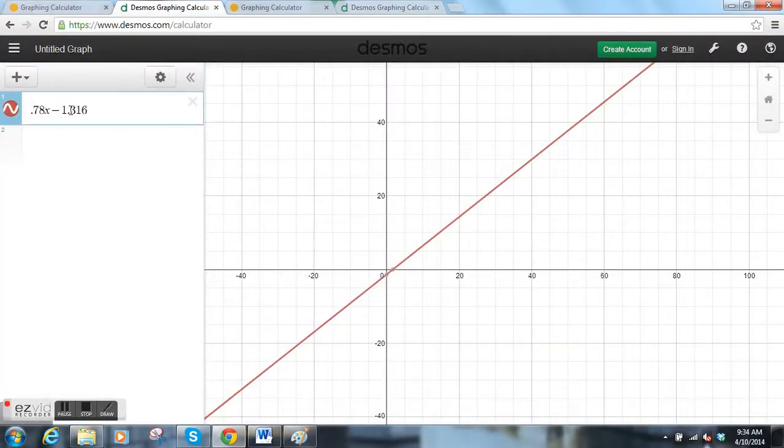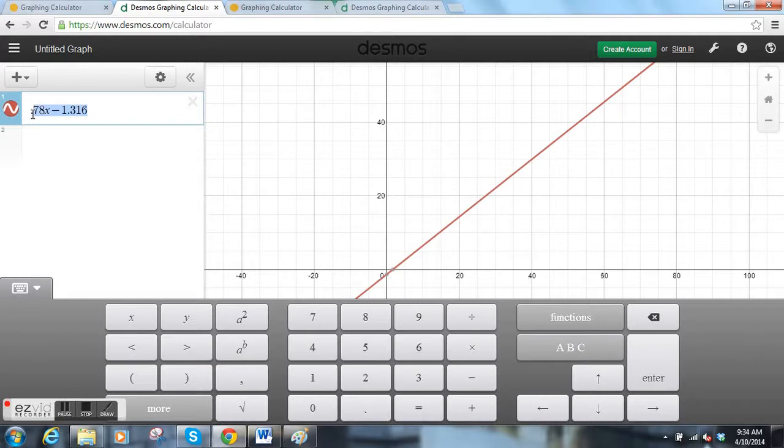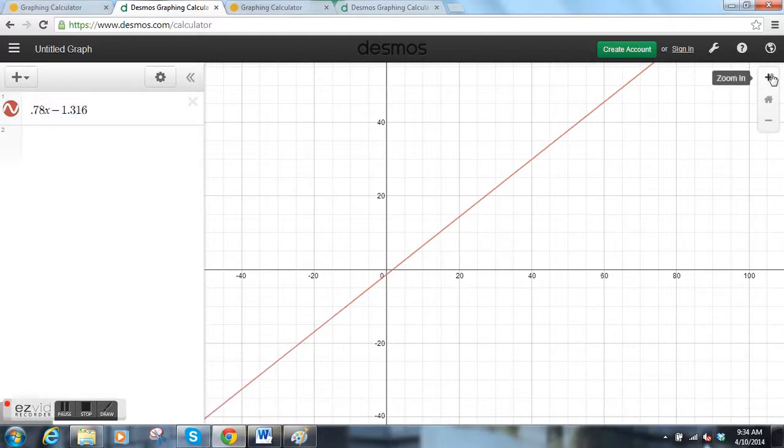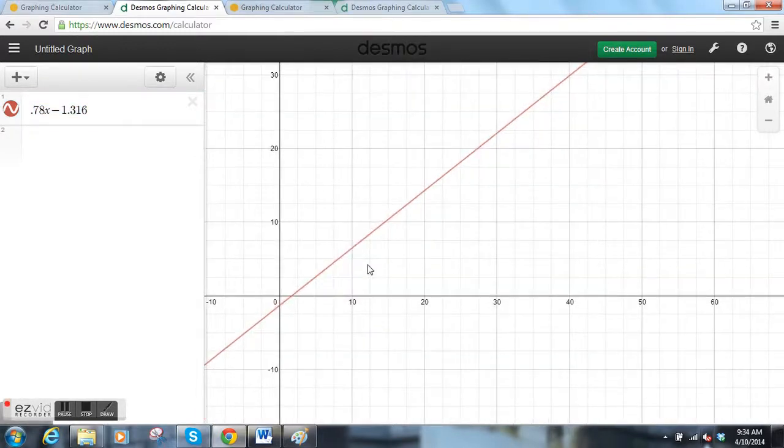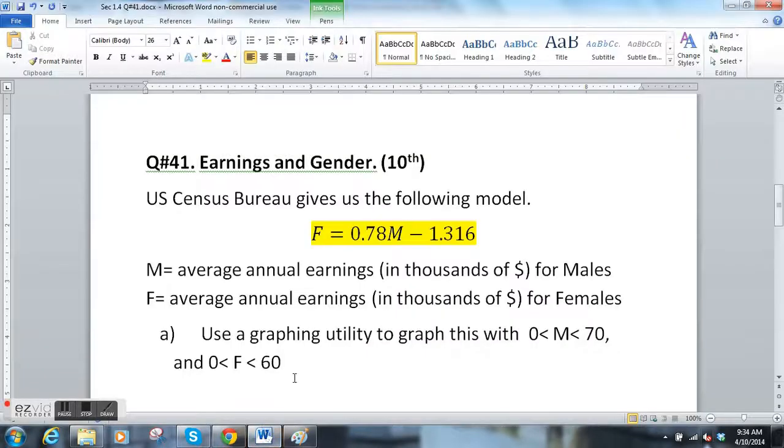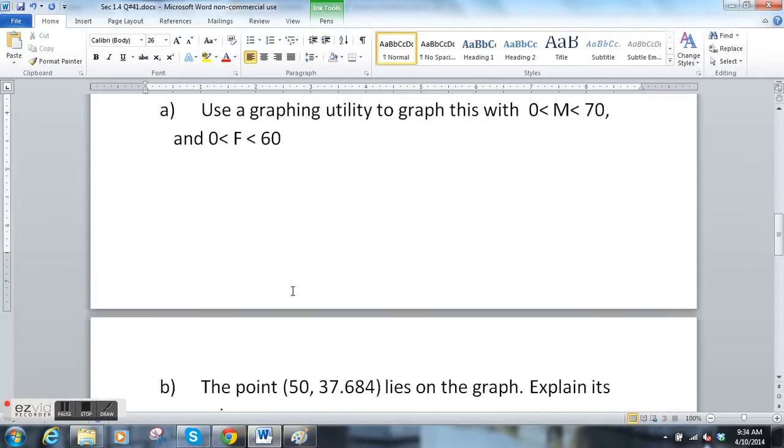And here is the same equation. So 0.78x times 1.316. And I put it in this other graphing thing. So I'll zoom in like that. So you should recognize this as the equation of a line, and you should be able to graph a line.